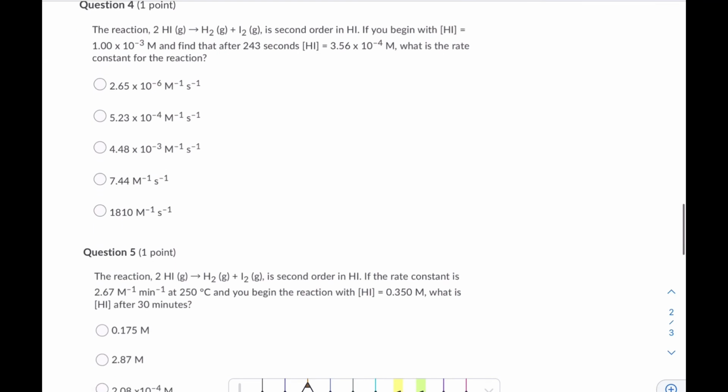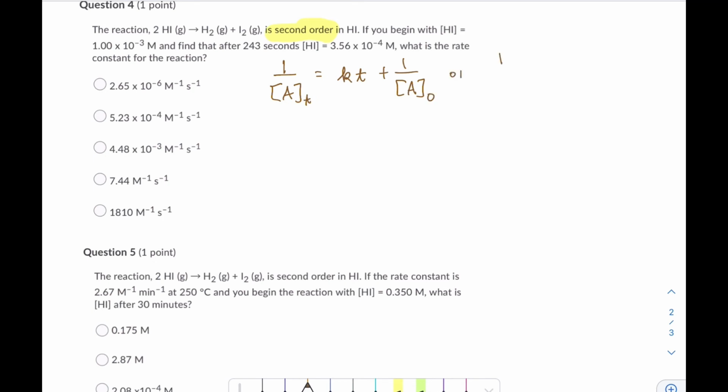Plug and chug. Now in this one, we have a second order reaction. My equation is different for a second order reaction. What's the equation for a second order? Again, there are various ways to express it. They're all the same equation. One of my favorites is that 1 over the concentration at time t equals kt plus 1 over the concentration initial. Oops, I got them backwards. This is time, t, and that is initial.